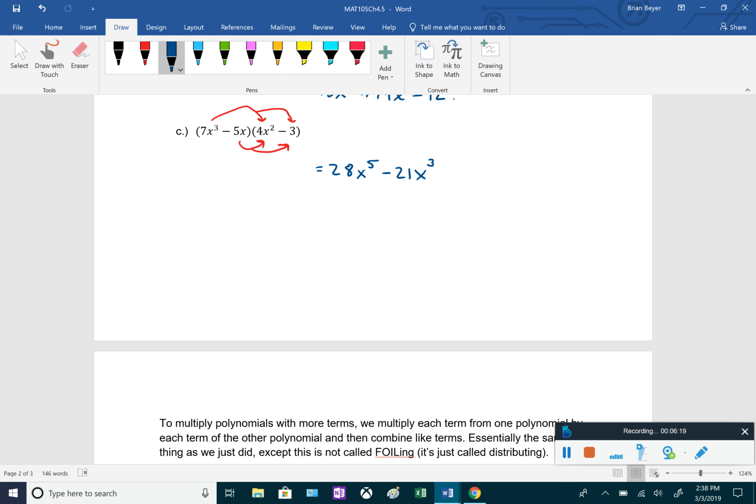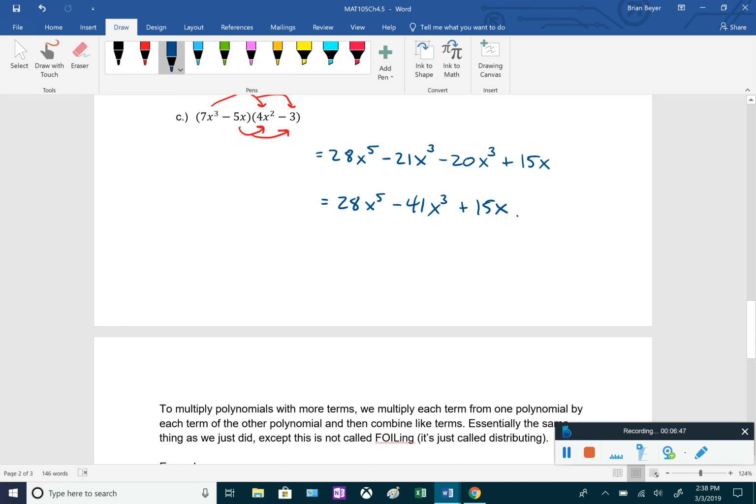And now distributing the negative 5x, negative 5 times 4 is going to be negative 20. X times x squared is x cubed. Negative 5x times negative 3 is positive 15x. So combining those like terms in the middle here, we get 28x to the 5th minus 41x cubed plus 15x.